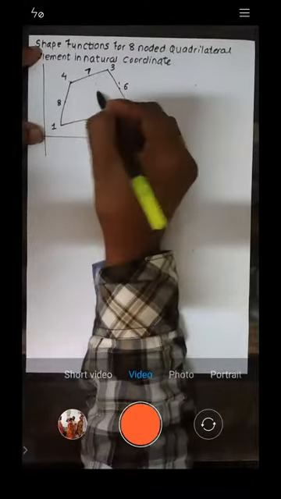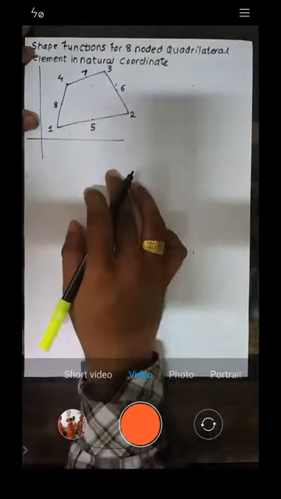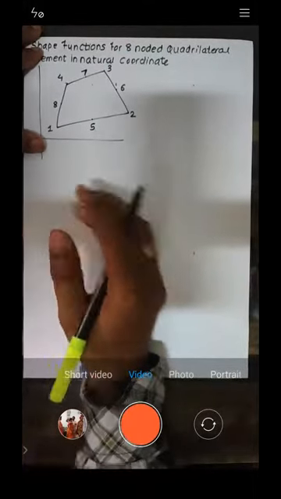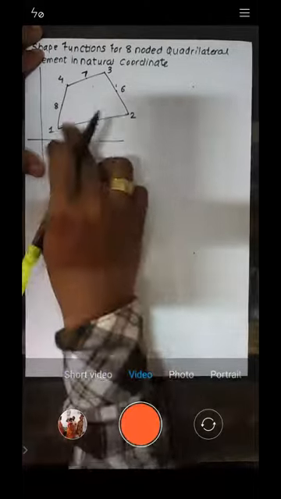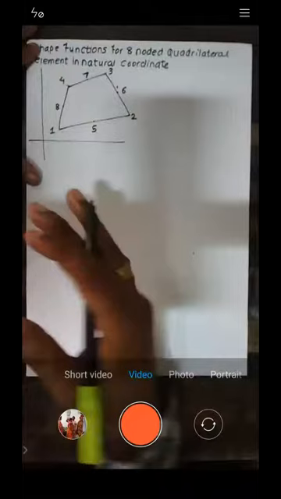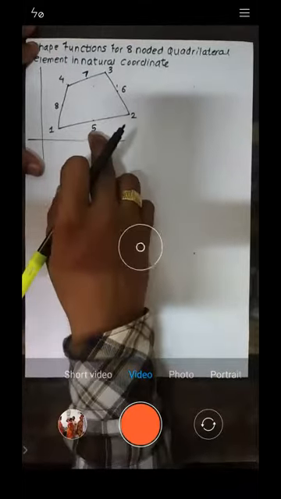So this becomes 9-noded. Right? So we are here basically dealing with an 8-noded quadrilateral element. That's why I have just added 4 nodes additionally. Okay, in a 4-noded quadrilateral, see, 1, 2, 3, 4. It's a 4-noded quadrilateral. I have added 4 more nodes, and these nodes are 5, 6, 7, and 8. So it becomes an 8-noded quadrilateral.